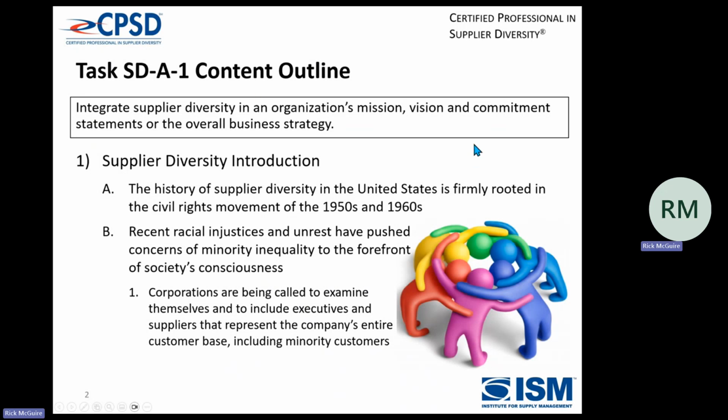The first task is to integrate supplier diversity into an organization's mission, vision, and commitment statements or the overall business strategy. Supplier diversity introduction: the history of supplier diversity in the United States is firmly rooted in the civil rights movements of the 50s and the 60s. Recent racial injustices and unrest have pushed concerns of minority inequality to the forefront of society's consciousness, although with recent events this year, not so much anymore. Corporations are being called to examine themselves to include executives and suppliers that represent the company's entire customer base, including minority customers.